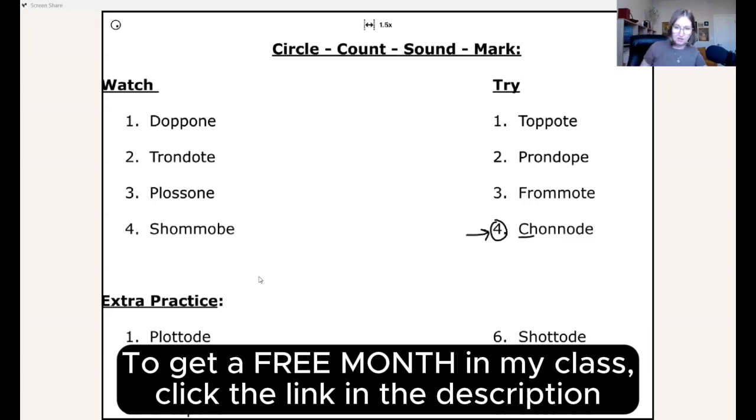Okay, so this O says ah because of those 2 N's. This O says O because of that E. The E says nothing. So we have ch, ah, n, O, d. Chawnode. Chawnode. How'd you do on that one? Y or A? Okay, thank you.